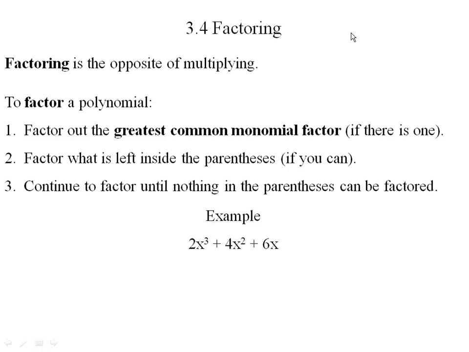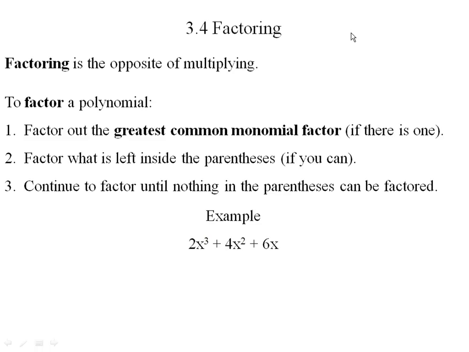So next week when you get your test and you see the directions say factor, first look for a greatest common factor. That's going to be the first one. Okay? The second thing is factor by grouping, and this only refers to 4 terms.